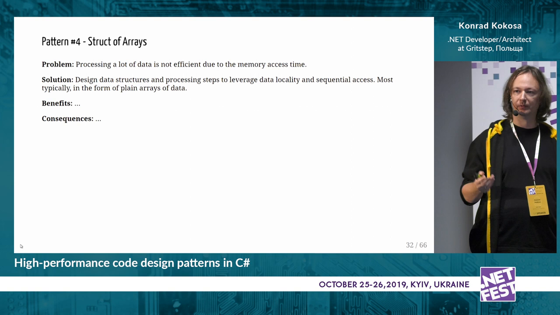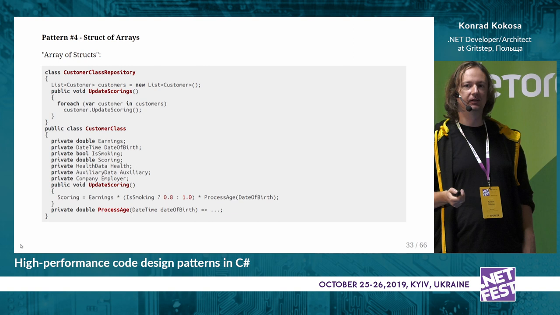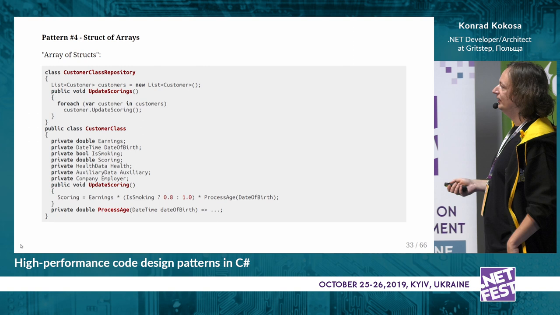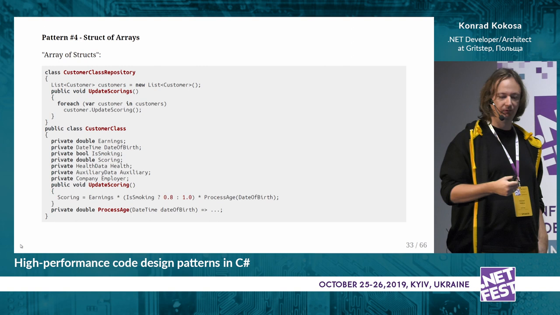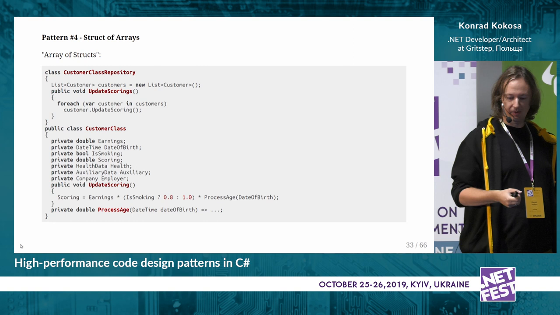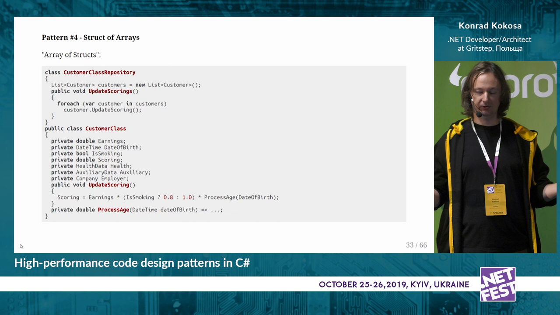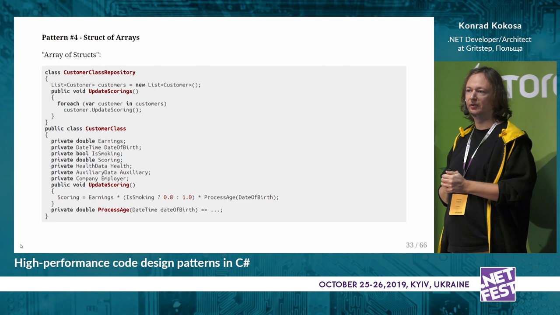If you were designing a normal processing of data, it would probably look like this. It is well-designed object-oriented code. So we have a customer class, which encapsulates all the fields. There is only a public method operating on all those fields. There is a repository which contains the list of all customers. And we have this very important update scoring algorithm that is just processing customer by customer. Every customer is being processed one by one.